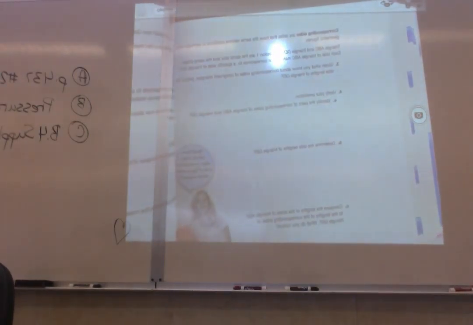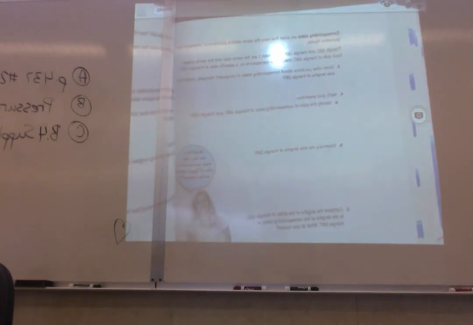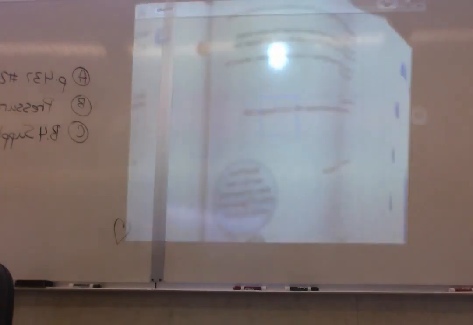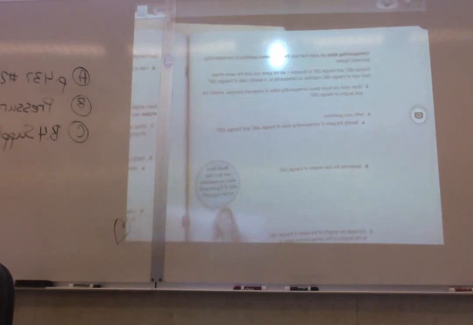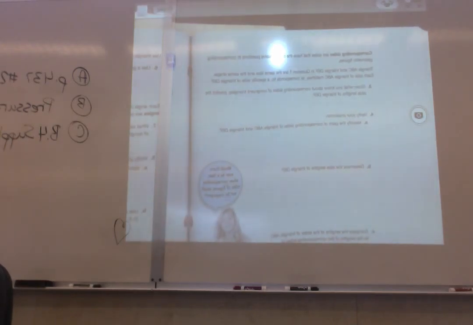Corresponding sides are sides that have the same related positions in corresponding geometric figures. Triangle ABC and triangle DEF in question 1 are the same size and the same shape. Each side of triangle ABC matches or corresponds to a specific side of triangle DEF.